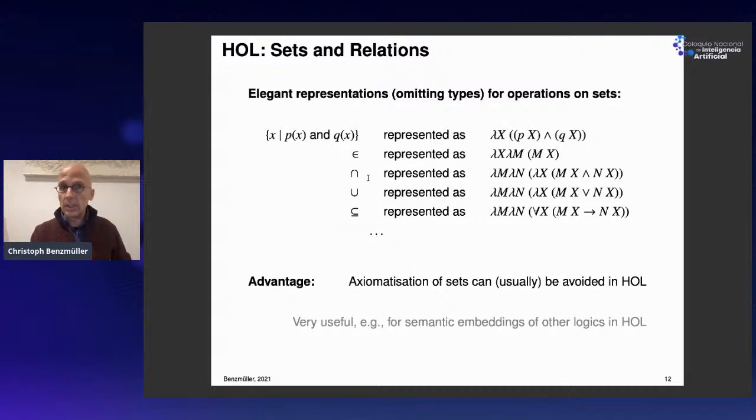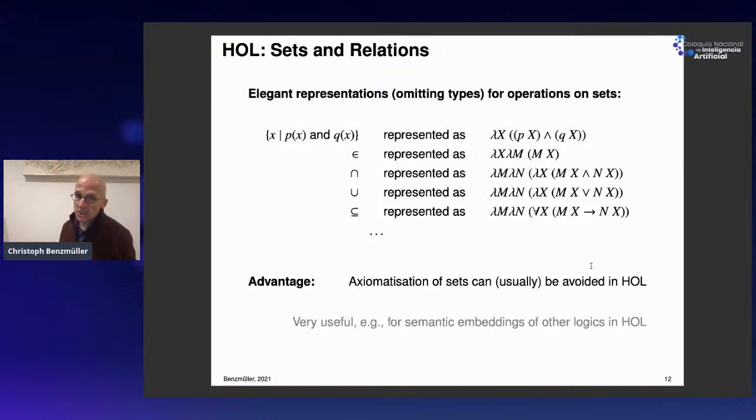And so on. Now you can introduce, for instance, the intersection operation simply as this term, lambda m, lambda n. So take two sets as arguments and return the set of all x so that m of x holds and n of x holds. Or you can read it as: x is in m and x is in n. And so on and so on. You get the idea, I guess.